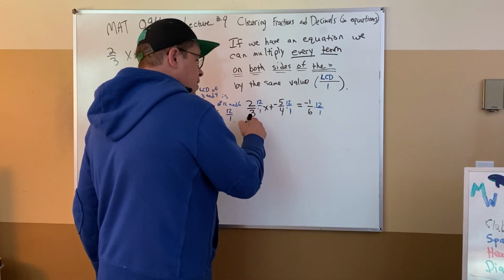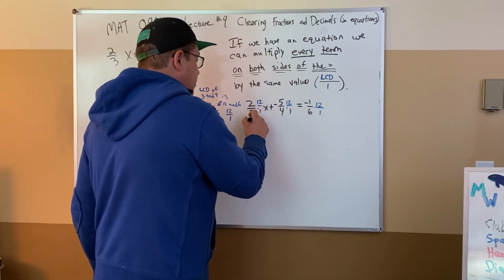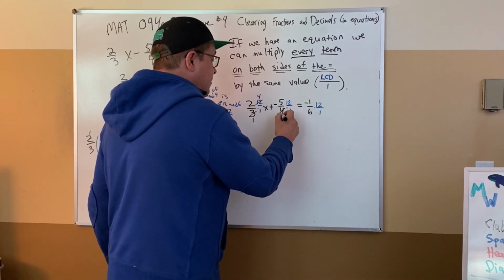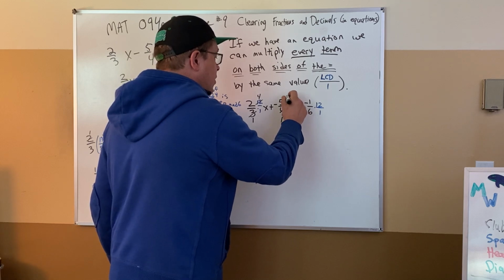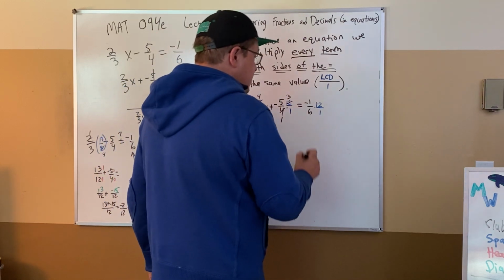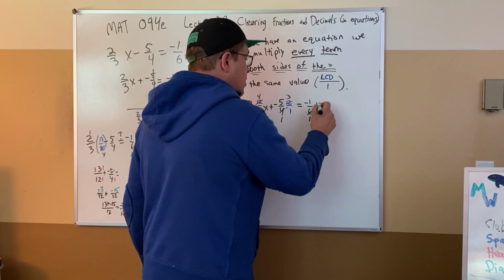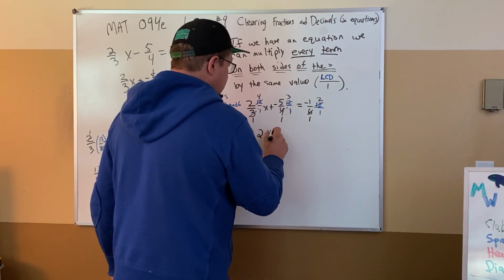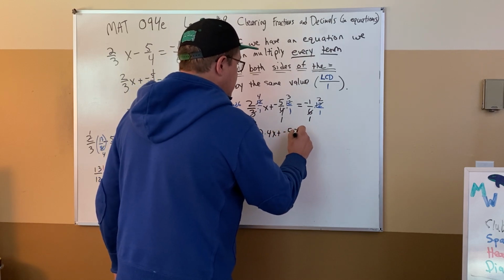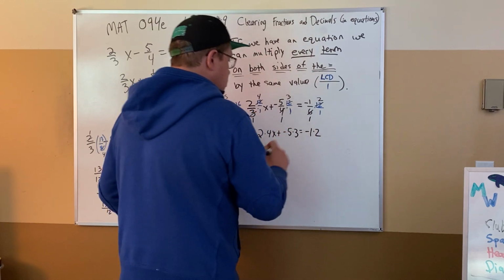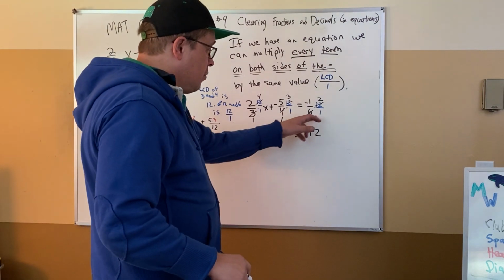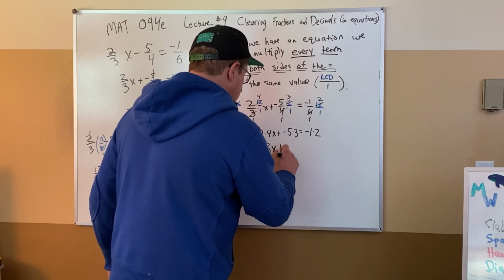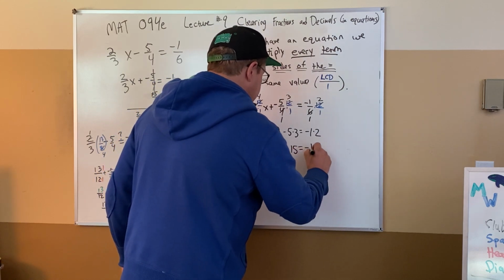Now what happens is, always start with the denominator. 3 divided by 3 is 1, 12 divided by 3 is 4. Next, 4 divided by 4, definitely 1. 12 divided by 4 is 3. Next, 6 divided by 6 is definitely 1. 12 divided by 6 turns out to be 2. So now we have this: 2 times 4x plus -5 times 3 equals -1 times 2. These are all going to be 1s now, which means they no longer need to be fractions, which means we can run with this as 8x plus -15 equals -12.